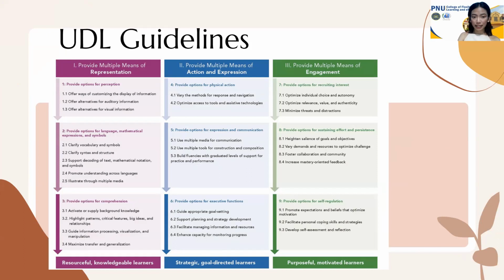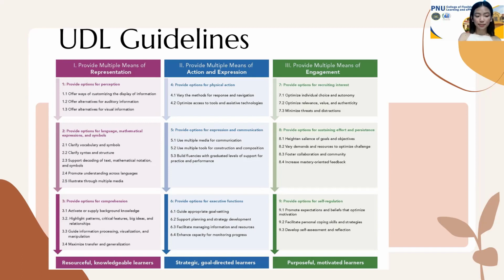For the second table, we have the action and expression. For strategic and goal-directed learners, teachers should differentiate the ways that students can express what they learn and what they know. This table represents the ways that the teachers can do so that students under these strategic and goal-directed learners can achieve the desired results.